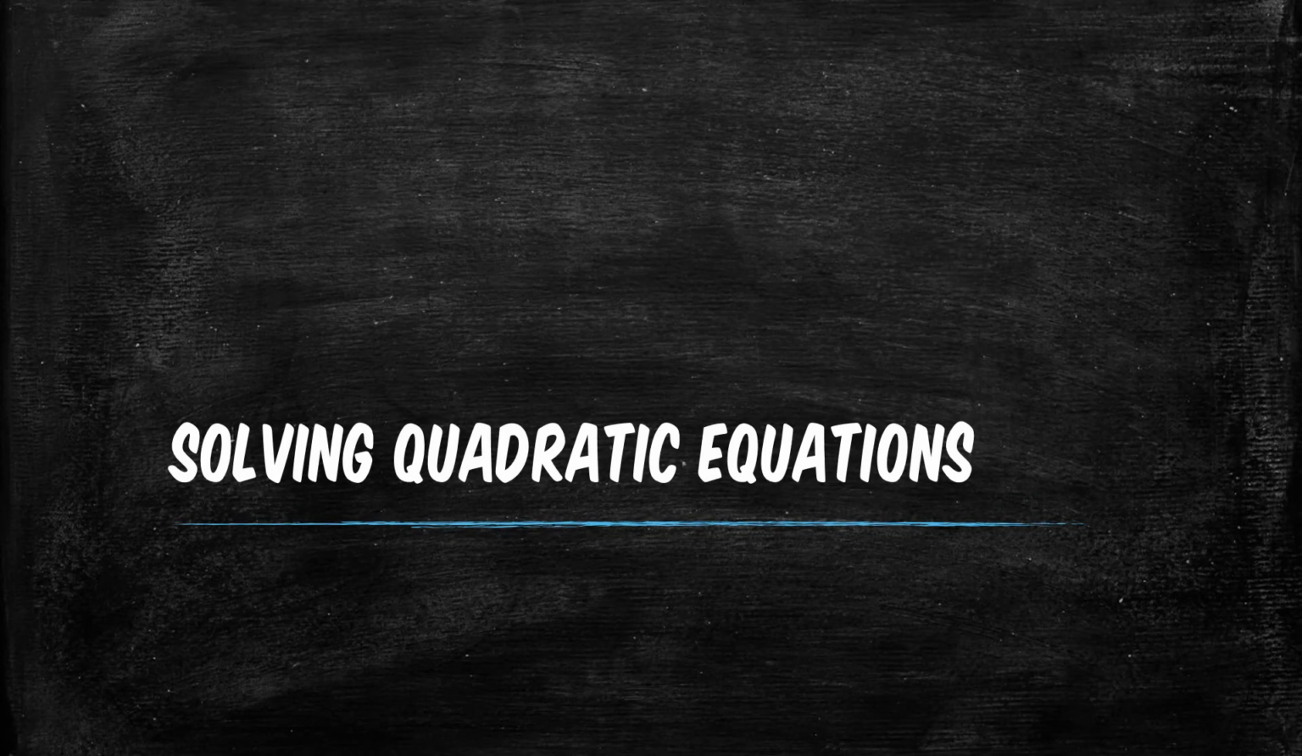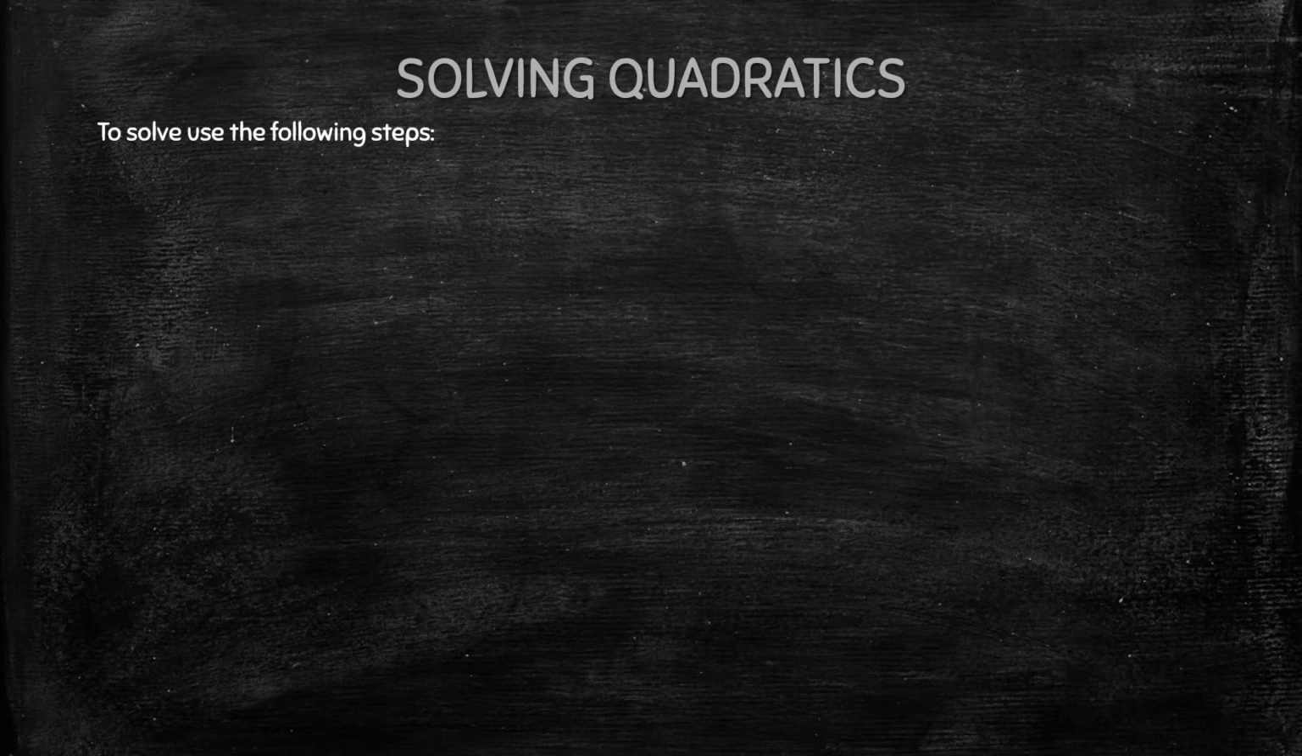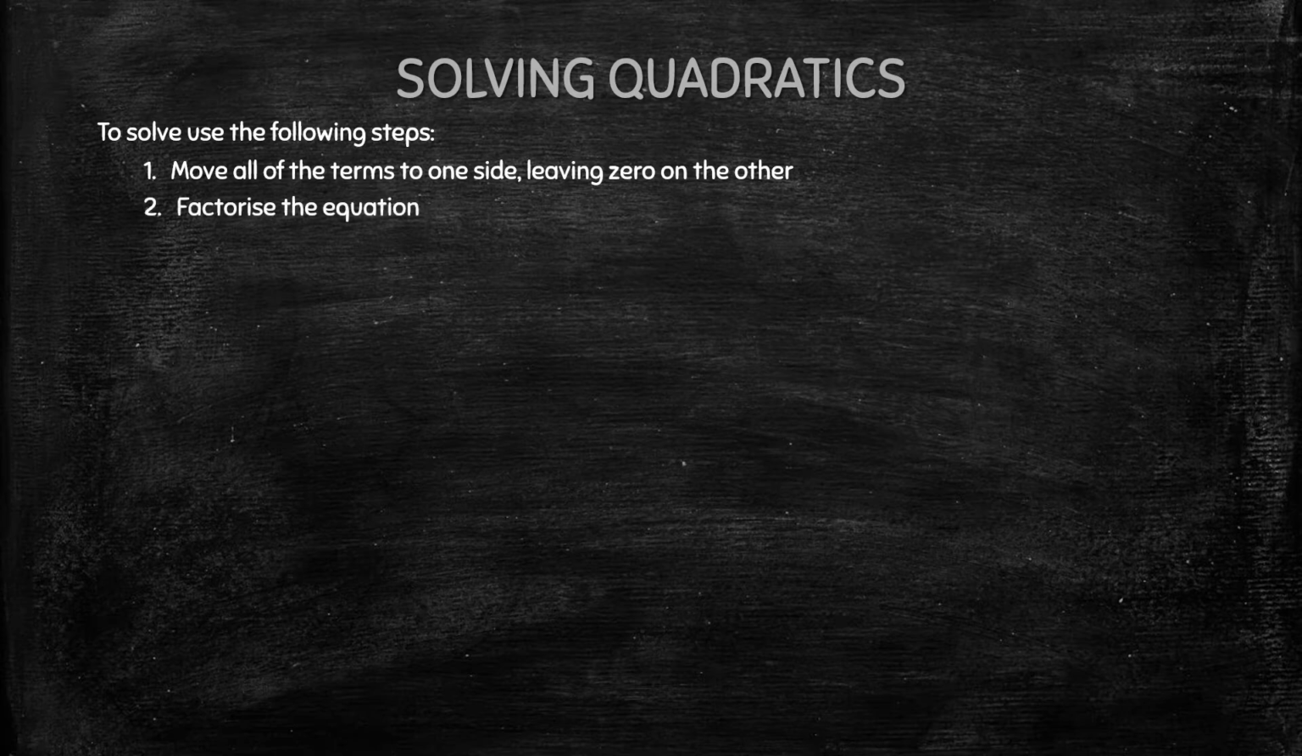So today we're looking at solving quadratic equations. What we do first, we use the following steps. First thing is you move all of the terms to one side, leaving the zero on the other. Then we factorise the equation and then set each factor to zero and solve. So we'll do a few examples here.